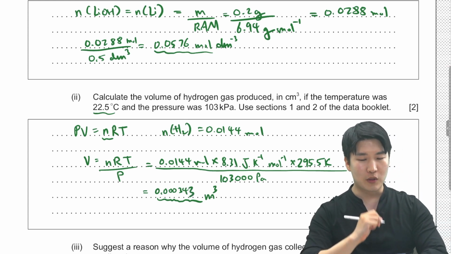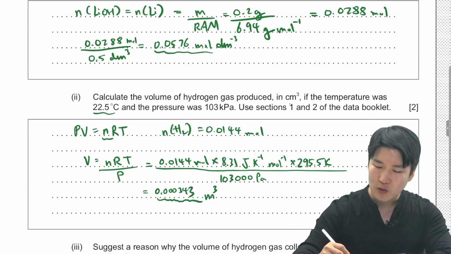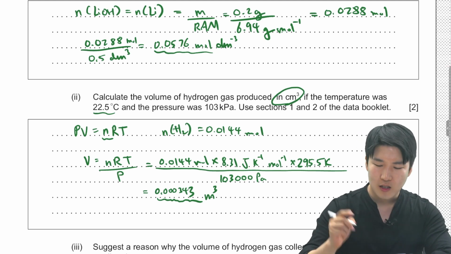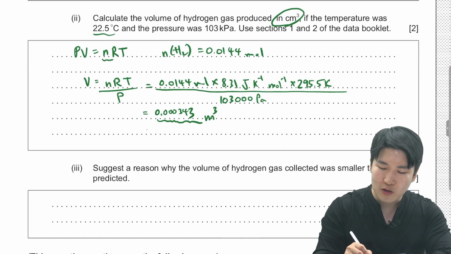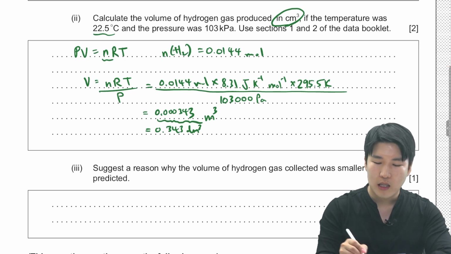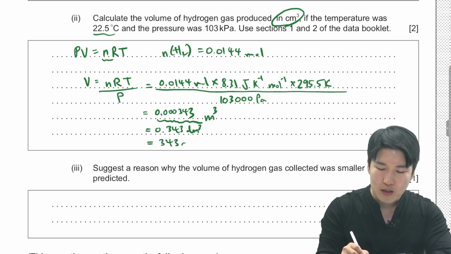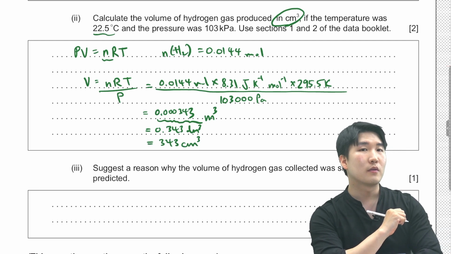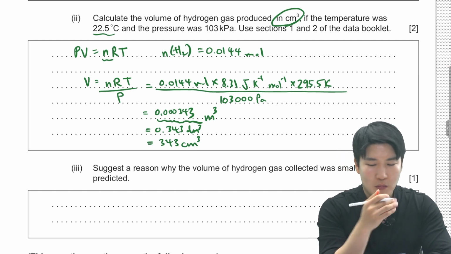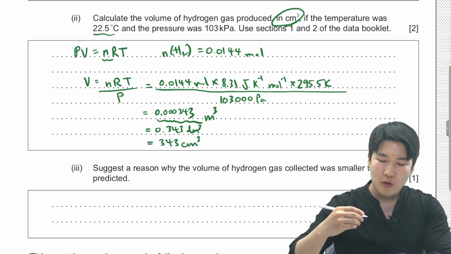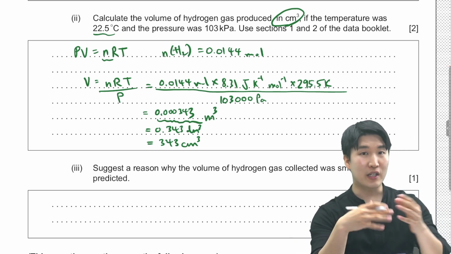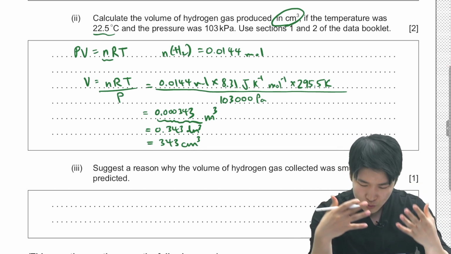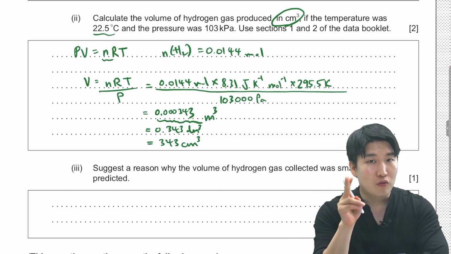0.00343 meter cube. We can convert that into what value? cm cube. We are asked to put the value in cm cube, which would convert to 0.343 dm cube, and then 343 cm cube. Hydrogen gas volume collected, we theoretically postulated that to be 343 cm cube, but in reality, the actual volume produced was less than that. I can think of two reasons for that.